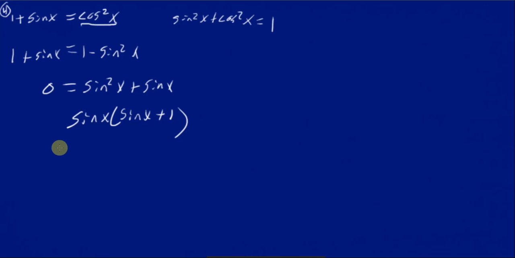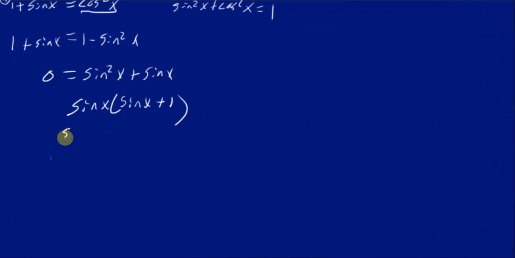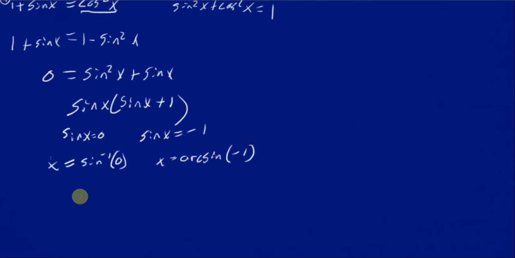Okay, now that we have a factor, we're going to set each factor equal to 0. The sine of x is equal to 0, and the sine of x plus 1 is equal to 0, or the sine of x is equal to negative 1. Taking the inverse sine of both sides, x is equal to the inverse sine of 0, and x is equal to, remember, we can also write it as arc sine of negative 1.